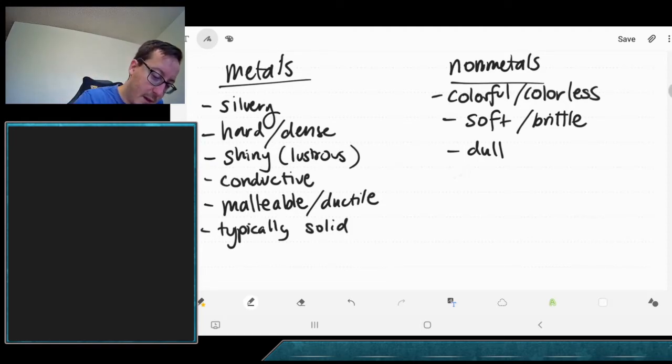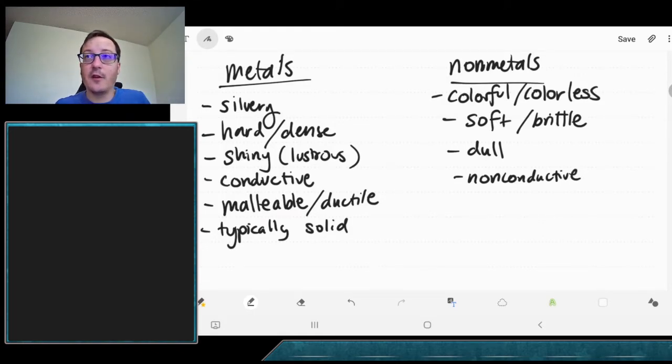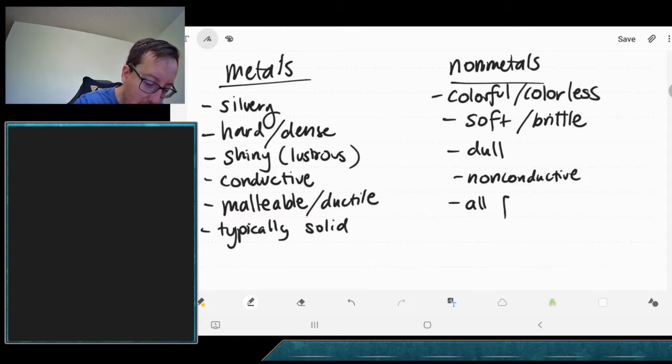These are non-conductive, so we do not make wires out of phosphorus, for example. Doesn't make sense, or sulfur. They're also non-malleable. They're brittle. They just break. And then finally they're found in all states of matter. And most are gases.